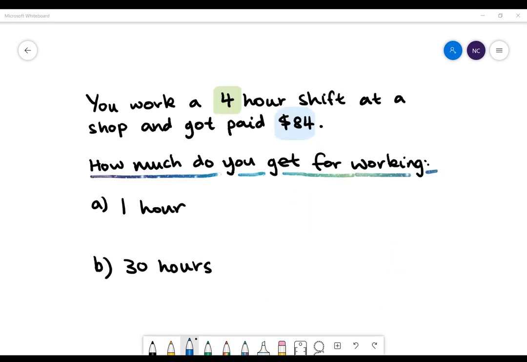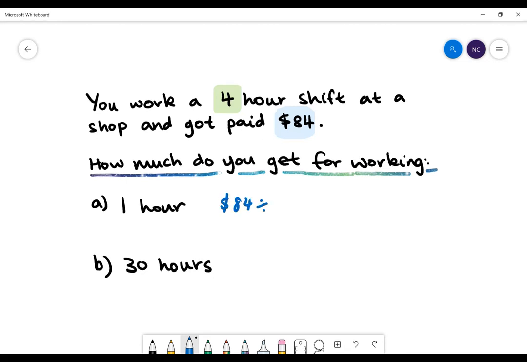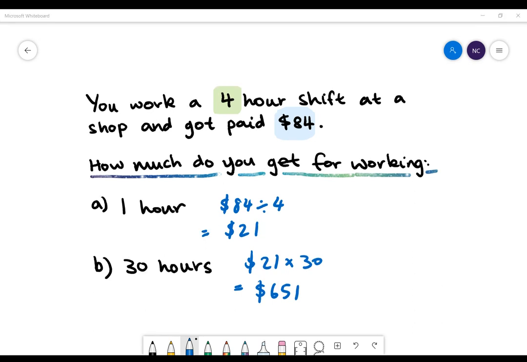Here's our next example. You work a 4-hour shift at a shop and got paid $84. How much do you get for working 1 hour? I'm going to take $84 and divide it by 4 hours to get 1 hour. So you're going to be paid $21 per hour. For B, 30 hours. Take your $21 that you get each hour and multiply it by 30 hours. You've got $651 after 30 hours. Here, the amount you work as well as the pay that you get are directly proportional.